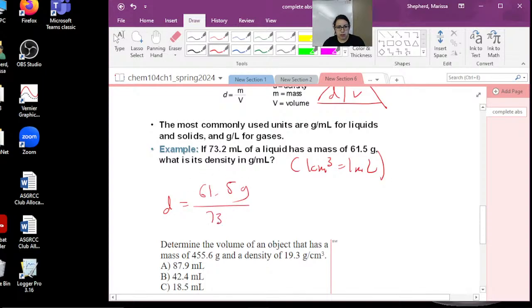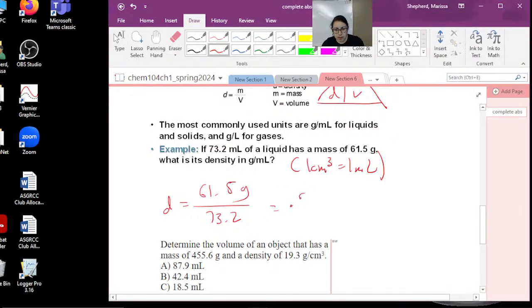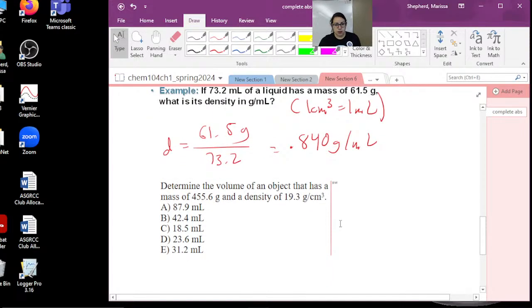So for density, we'll do this one, divided by 73. And of course, 3 sig figs on both of those. And so we should get 0.80 for our density. And you want to include that 0 so that you have 3 sig figs. All right, try this last one.